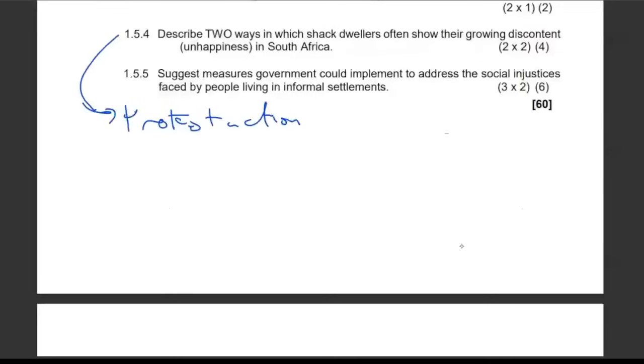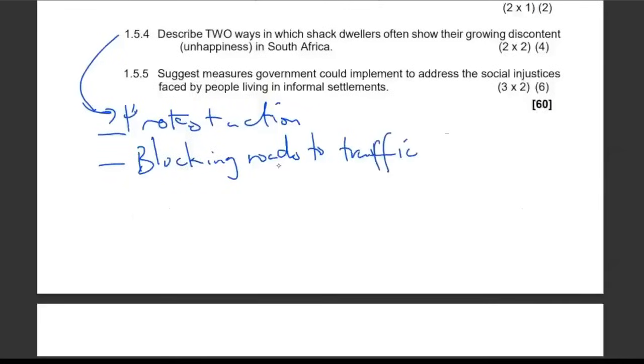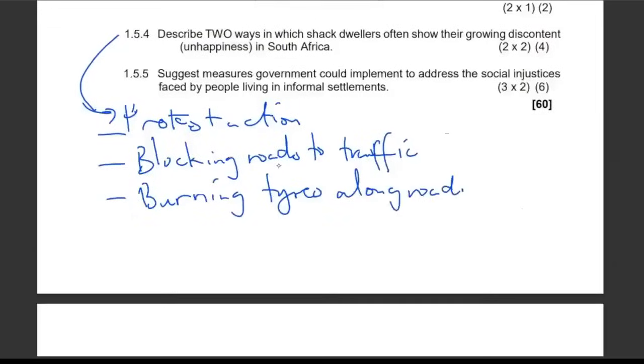They can protest. They do protests as a way of showing their discontent towards service delivery, towards poor conditions. Protest action. Then it can get to the extent of blocking roads to traffic. In some instances, they will block some routes such that traffic cannot pass as a way of showing their discontent. Or in some instances, they can burn tires along roads. That is a way of showing their discontent, burning tires along the roads.